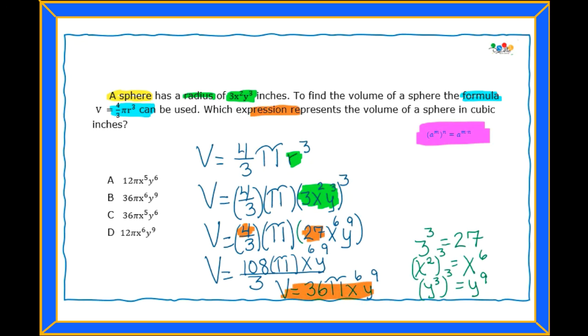So take a look at this and take a look at the answer choices. My answer choice for this will be letter B. Very good. That's my answer for that one.